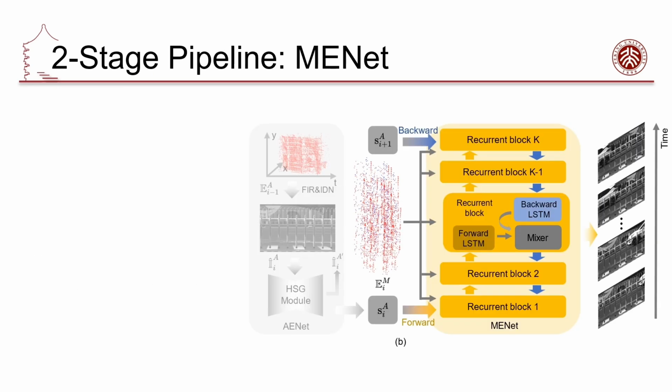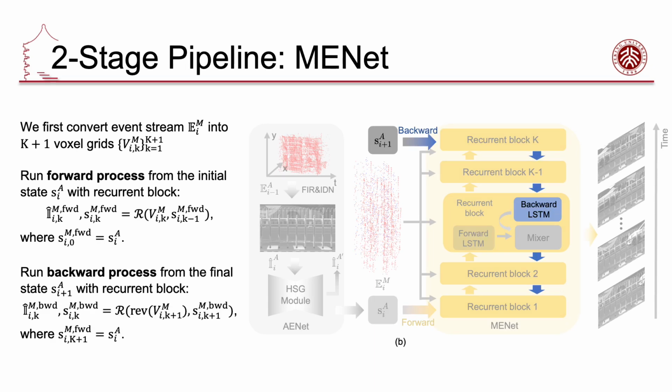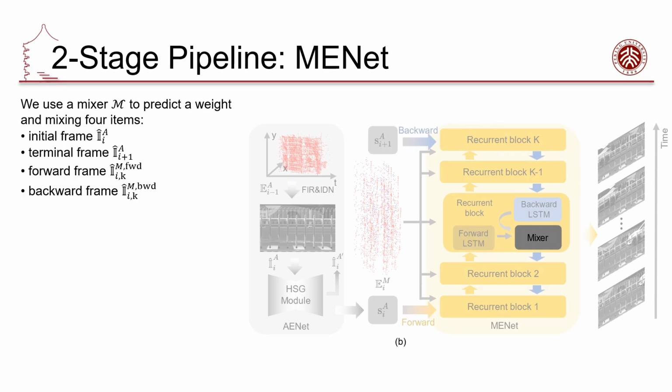We take the hidden state and motion-triggered events as the MENet input to reconstruct video. We first convert the event stream into multiple voxel grids. Then we process them using forward and backward processes to produce intensity predictions. Finally, we design a mixer module to combine the initial, terminal, forward, and backward frames, weighting them to produce the final video output.